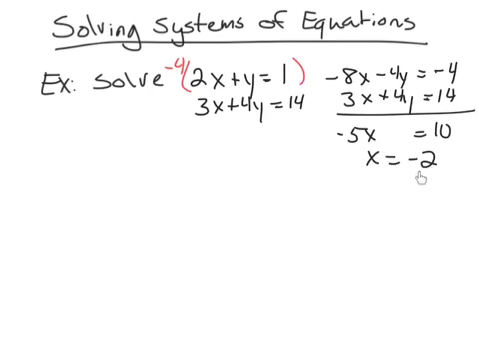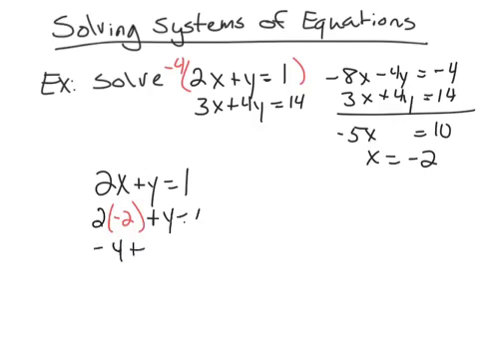From here, you use what we call back substitution. I take the value for x, and I substitute it back in and find a value for y. It doesn't really matter which equation you use. I'm going to use the top equation just because y only has a coefficient of 1. So if I use 2x plus y is equal to 1, I'm going to take this -2 and put it in for the x. And you get -4 plus y is equal to 1, so y is going to be equal to 5. That gives me a solution of -2, 5.